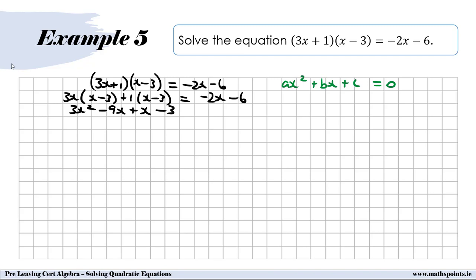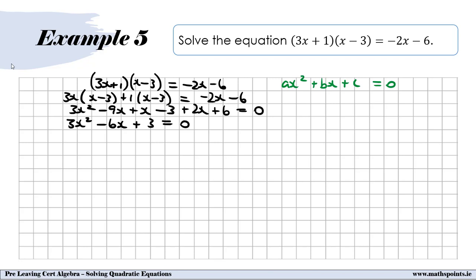And I'm going to bring over the two terms on the right hand side over to the left now. I could wait till the next line, but I can see that I want to be left with a 0 on the right hand side, so I'm going to add a 2x to both sides, and I'm going to add a 6 to both sides, and that puts a 2x and a 6 on the left hand side, and it gets rid of all the terms from the right hand side. If I tidy this up, starting with the x squared terms, I have 3x squared, then I have minus 9x plus x is minus 8x, plus 2x is minus 6x, and then I have a minus 3 plus a 6, which gives me plus 3 equals 0.